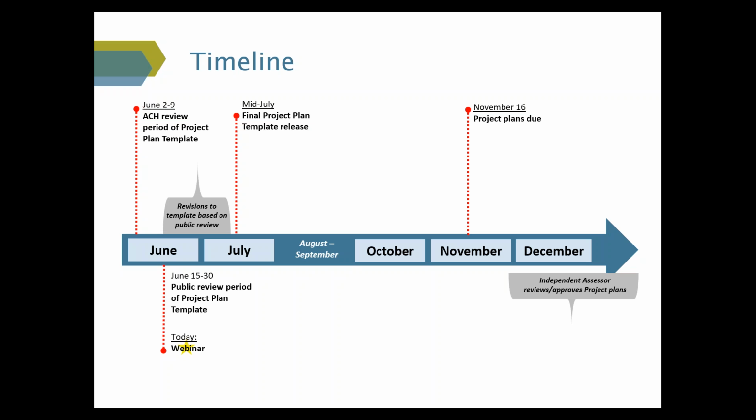We are about midway through the first demonstration year under the demonstration. And here's just a quick snapshot of some of the activities that are occurring under Initiative 1 for the next 6 months. As you can see here, we are in the middle of the public review period of the project plan template, and we are targeting mid-July for that final plan to be released, with the target of a November 16th due date.